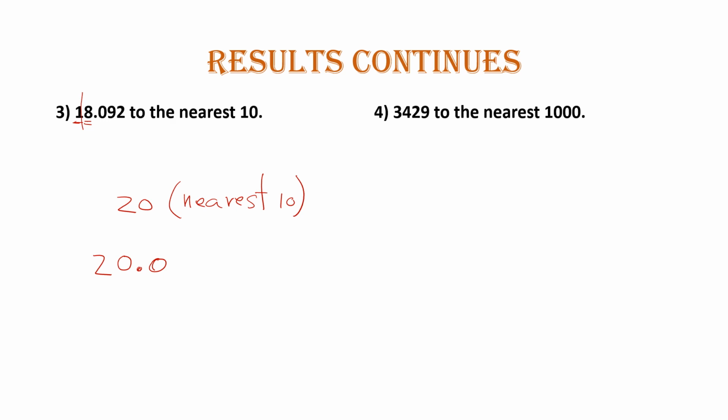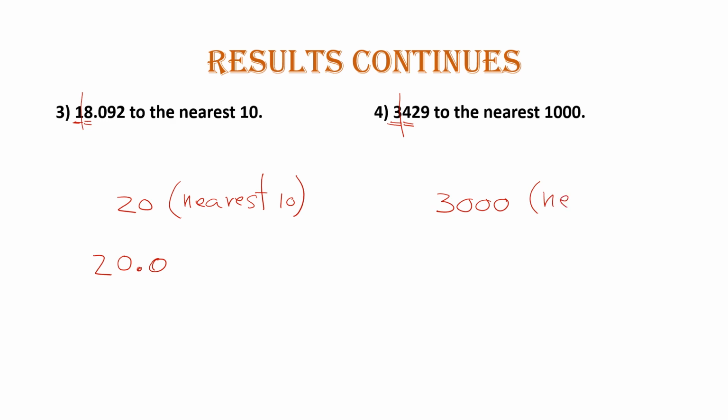And then we have 3,429 to the nearest 1,000. So again, we identify our 1,000 place, which is the 3. And our critical value for the 1,000 is the 100. So the 100 is what we pay attention to, to decide whether we go up or we go down. And in this case, the 4 is less than 5, so we have to go down. So then that brings us to 3,000 to the nearest thousand, and that's the answer.